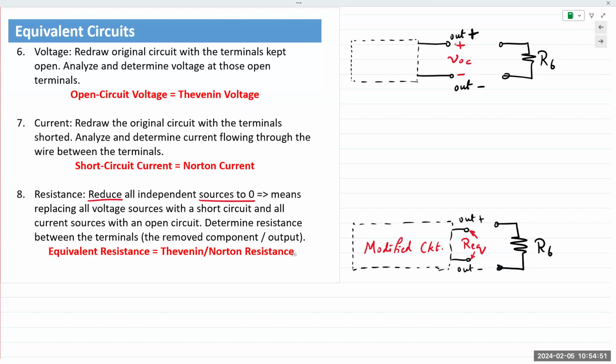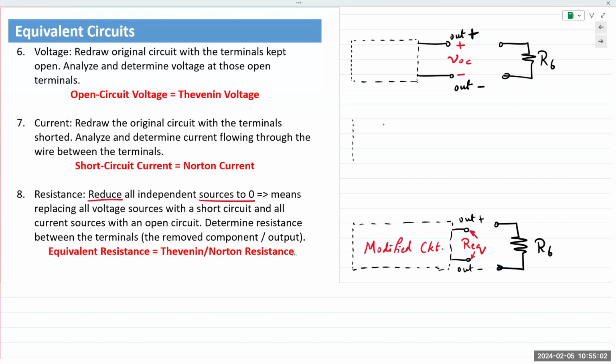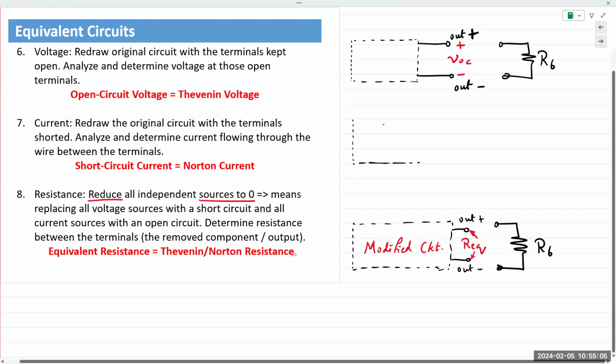Point number 6, make sense? Okay. Point number 7 is the same thing, except what we do is we place a short at the output terminals in order for current to flow through.